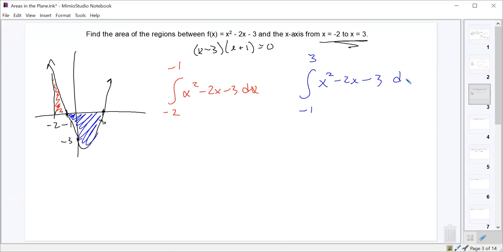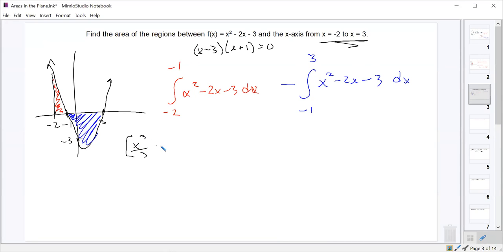But what do we know about that one? This one comes out to be negative. And we need to take the opposite of it, right? So instead of adding these together, I need to take the first one and subtract the second one. Because that'll effectively turn this into a positive value that I can then combine with the positive value from the -2 to -1 integral. Good or no? Good.